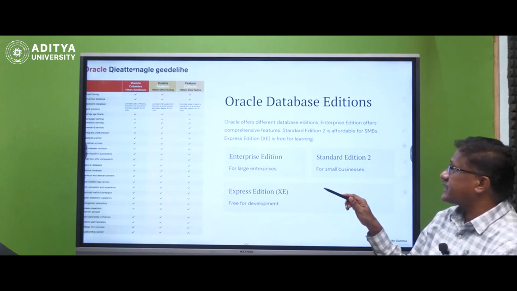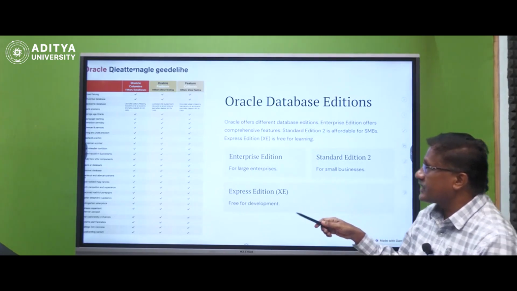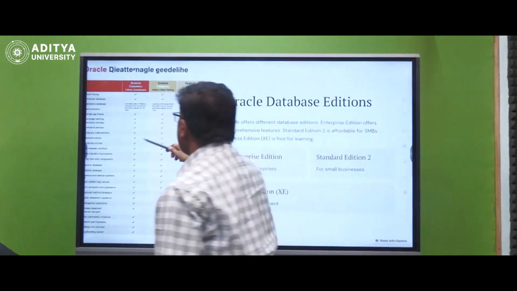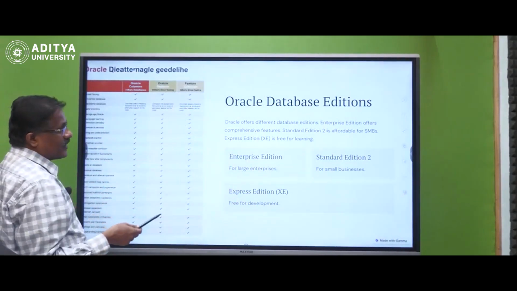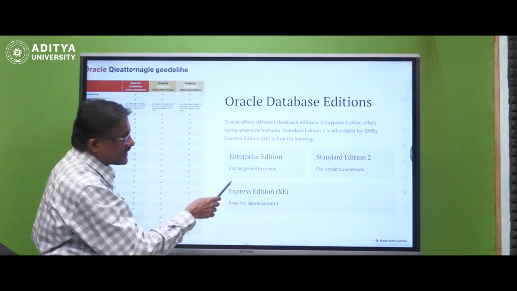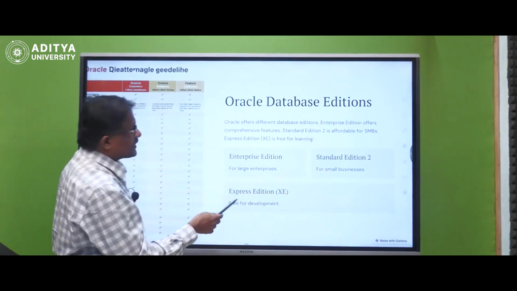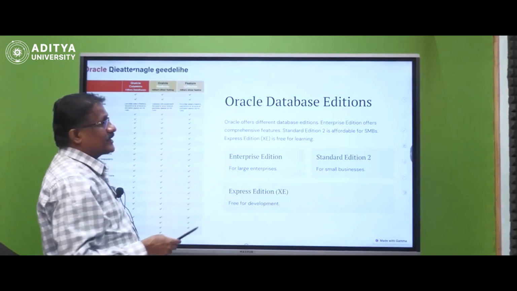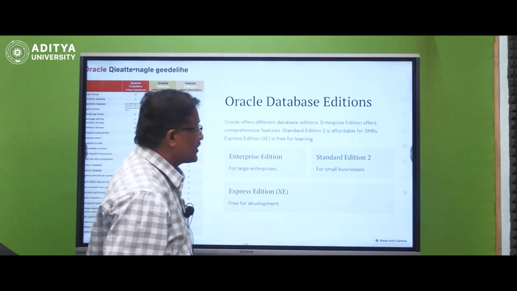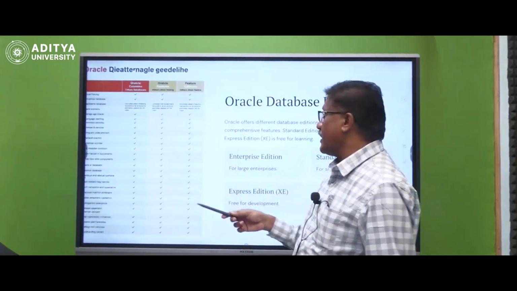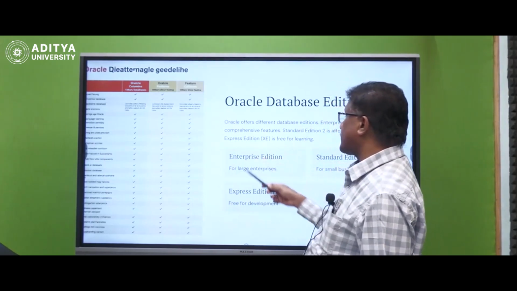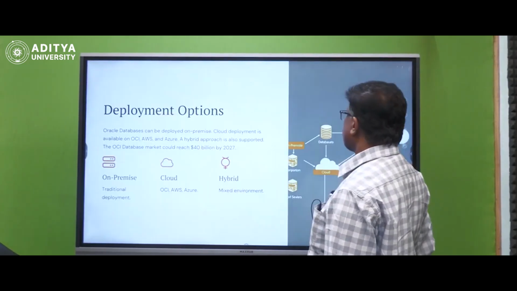Oracle database editions: yes, I already told you there are different types of editions here. Today there are the Enterprise Edition, Standard Edition, and Express Edition. Standard Edition 2 is affordable for small and medium businesses. Express Edition is free for learning. We all prefer to use the Express Edition only.